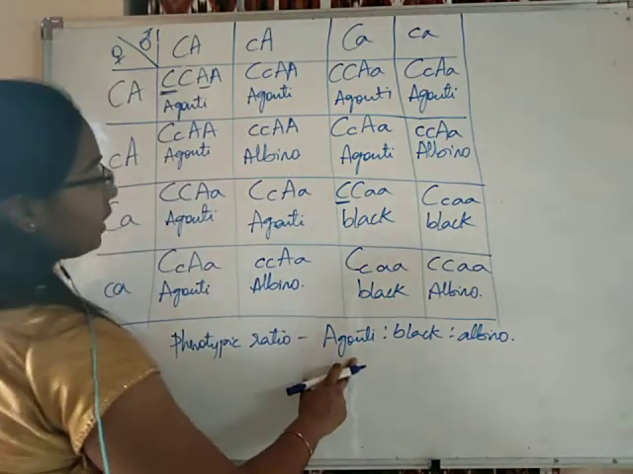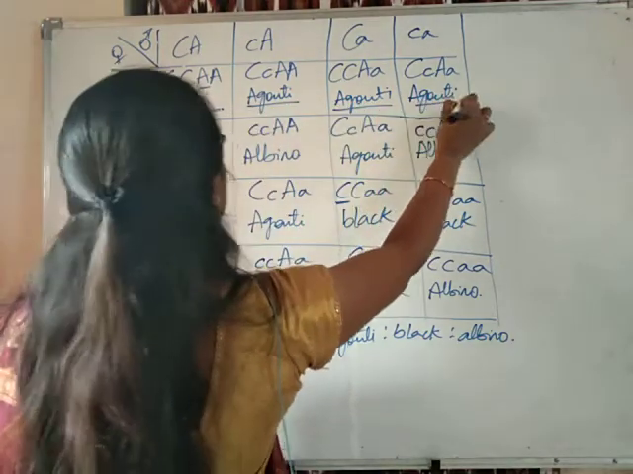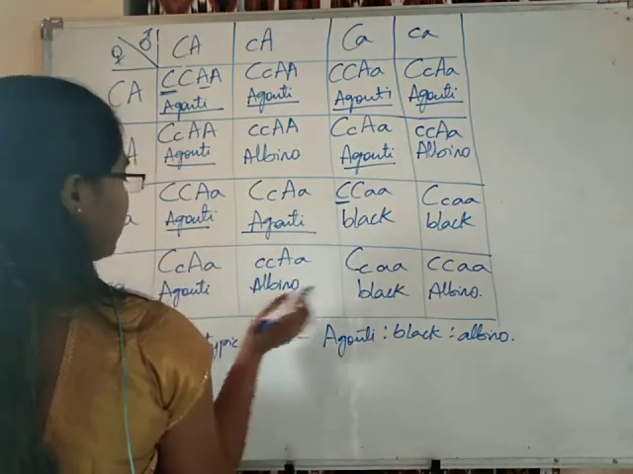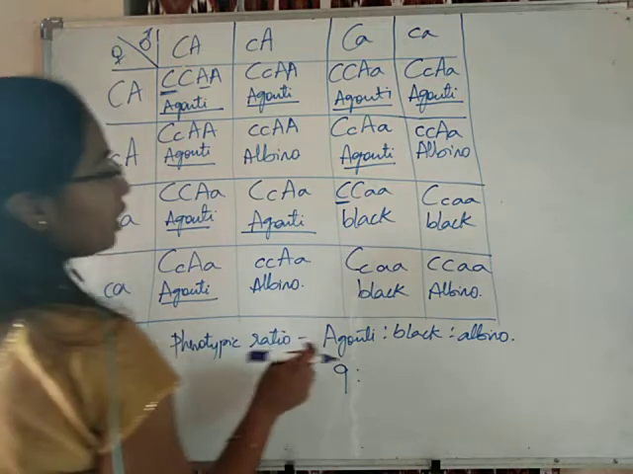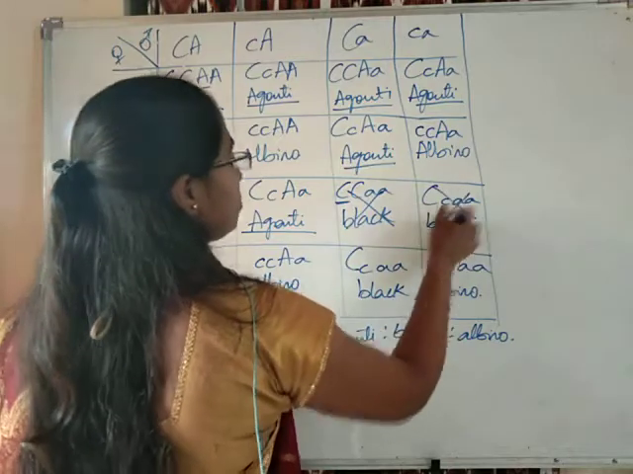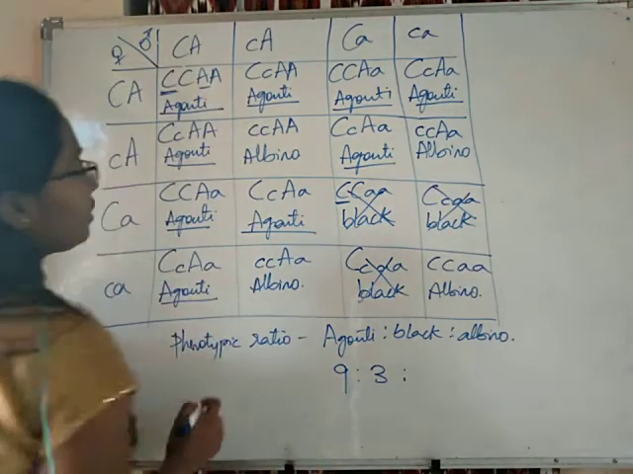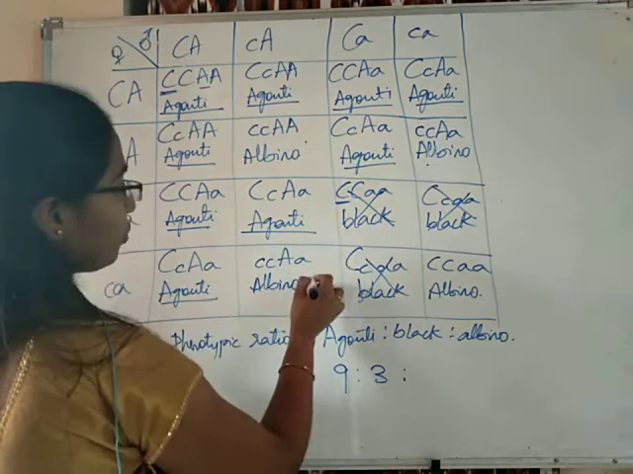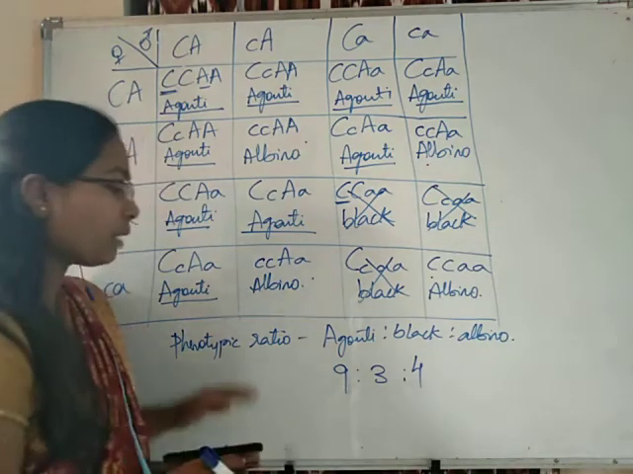First let us see the number of agouti individuals. So this is 1, 2, 3, 4, 5, 6, 7, 8 and 9. So there are 9 agouti individuals. Let us now count the black individuals. Black, yes, 1, 2 and 3. So 3 are black individuals. Next, the last leftover one is albino. Let us see how many are left. 1, 2, 3 and 4. So 4 are left.